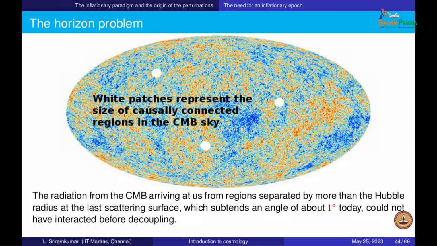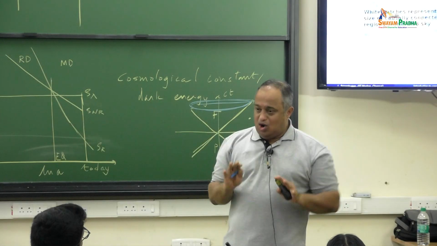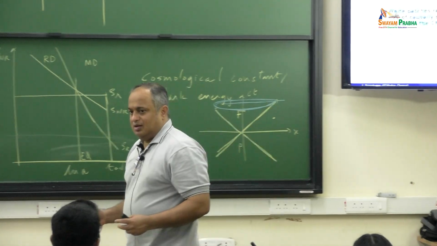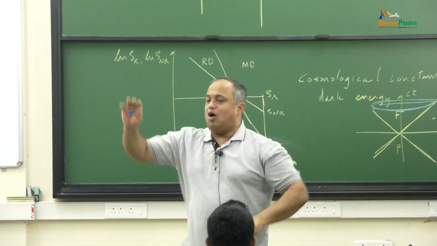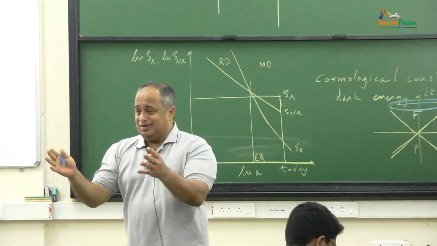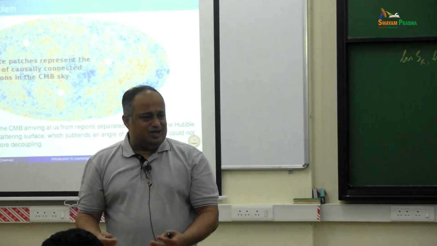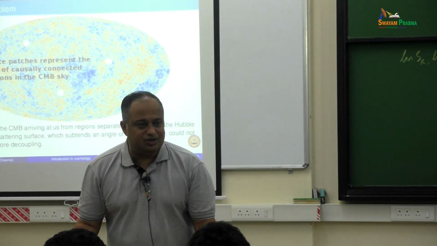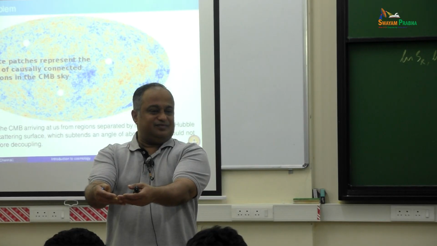What does it imply? If there are regions of the sky which could not have been causally connected, what does it imply? Which essentially implies the temperature here need not be the same as the temperature there. Generically there is no reason for them to have the same temperature. If they have the same temperature, they should have interacted with each other.